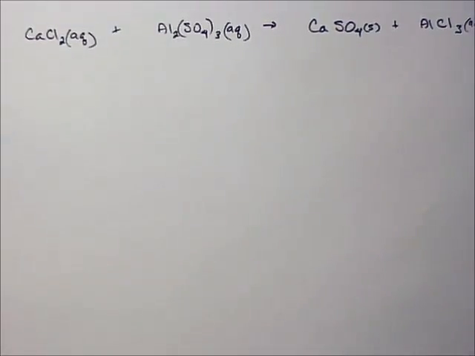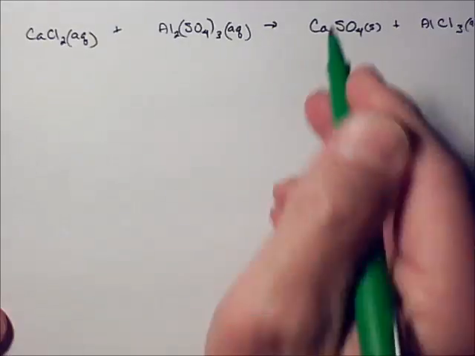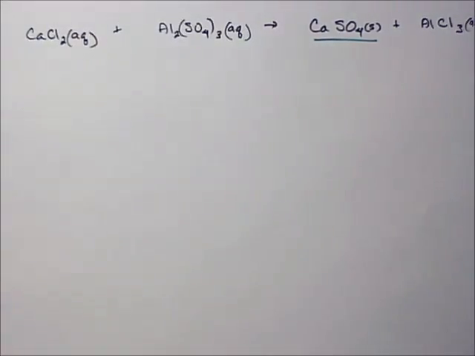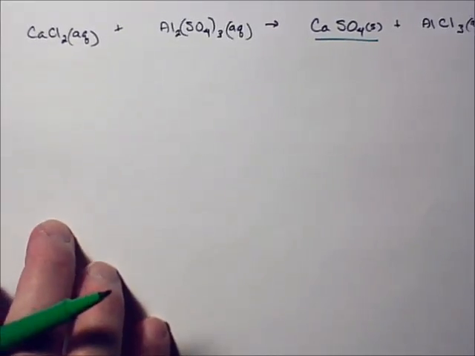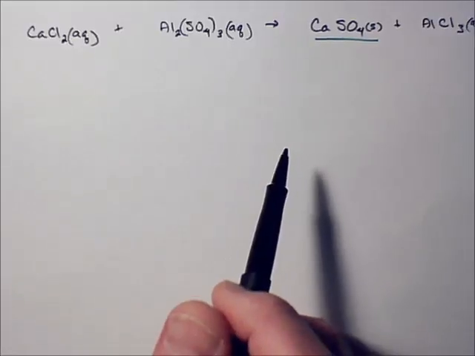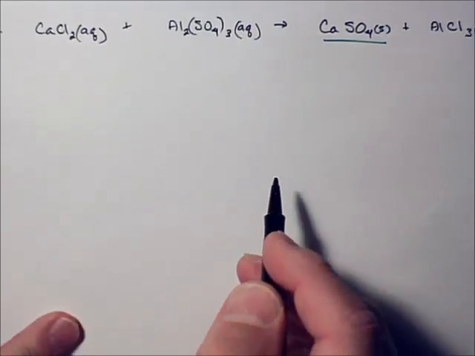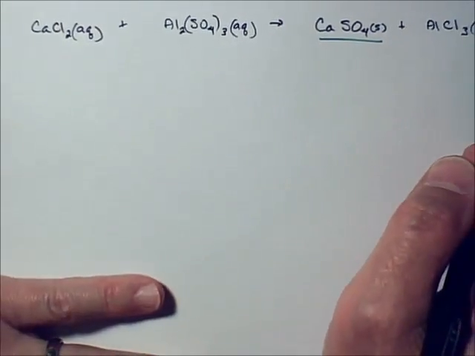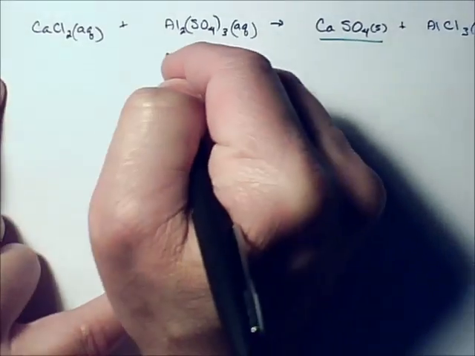So for every calculation we do, at least in terms of finding the percent yield, that's going to be the product we're seeking right there. That's the only product we care about. That's the one we're collecting. Now we still have to balance the equation. We haven't done that yet.